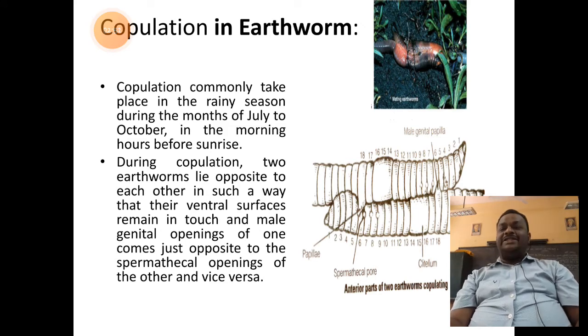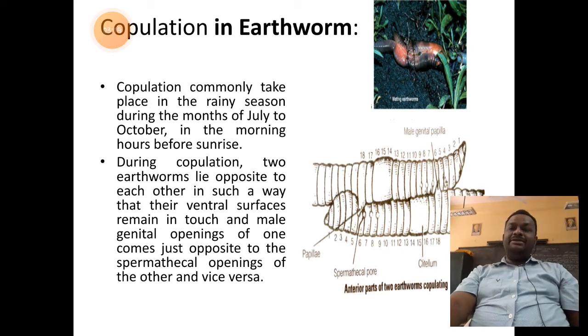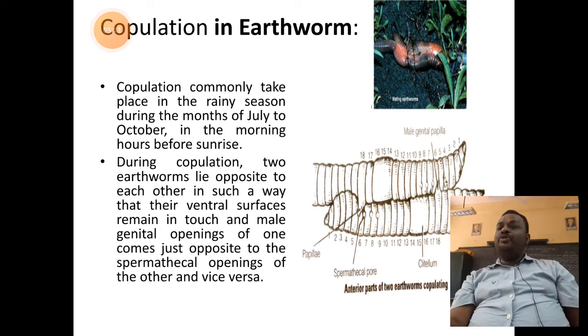To facilitate this process, male reproductive gonads mature first and earlier than the female in the earthworm species. This condition is called protandrous type, where proto means first and androus means male gametes or male reproductive system. So protandrous means male gonads mature first and form the sperms, later follows the female gonad maturation.